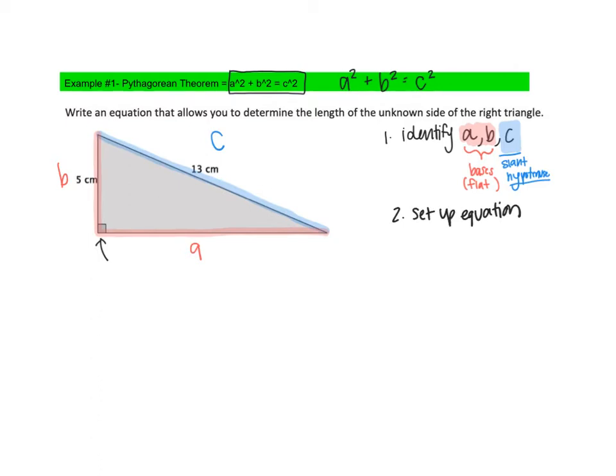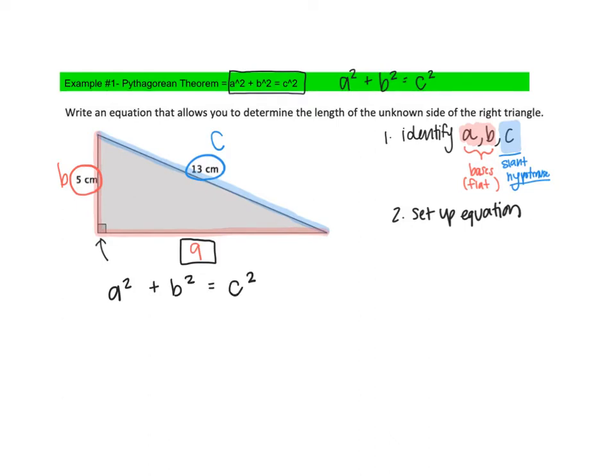Okay, so usually they're going to give you two numbers. So you can see that they give us this 5 and they give us this 13. And so what we're going to be trying to find is what does this side equal? Because that's what we don't know. So we're going to use our formula and set up what we know. So we have a squared plus b squared equals c squared, and we're going to plug in our variables.